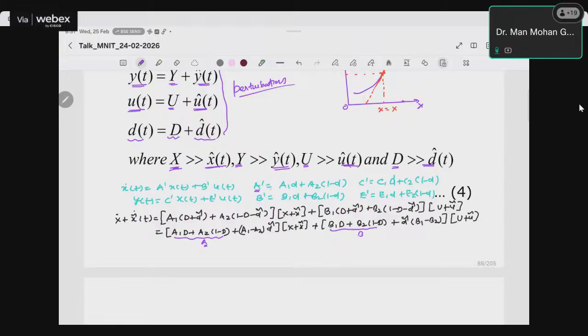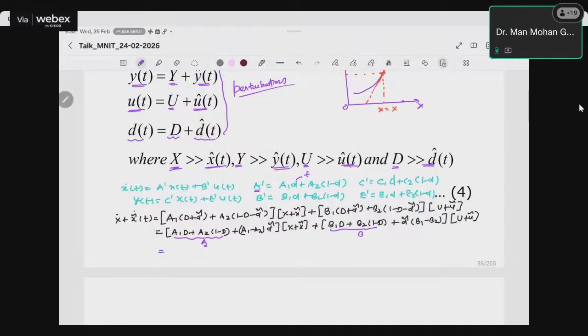Remember that there is a difference between this A dash and this A. This A dash was equal to A1d plus A2(1 minus d), and d is the small d here, which is a function of time. But in this capital A, this capital D is a nominal value. So there is a difference between these two, right?